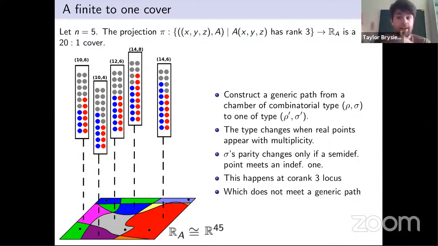So now you look at all the parameter values which have a solution of corank 3, and you see that the dimension is much, much, much smaller than the dimension of these black curves, and so you can always avoid it. So this never happens. That's the geometric argument for why sigma has to remain even. And this picture is going to make an appearance again in a moment.